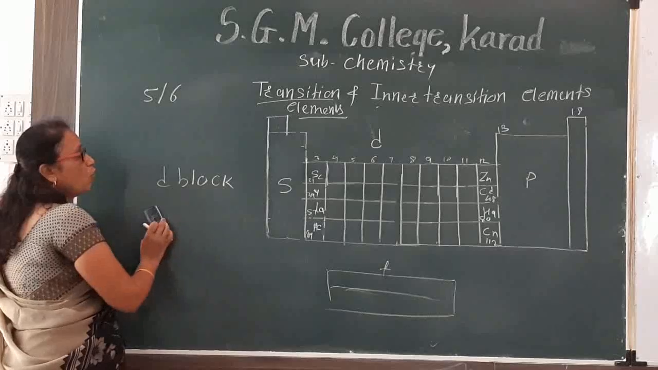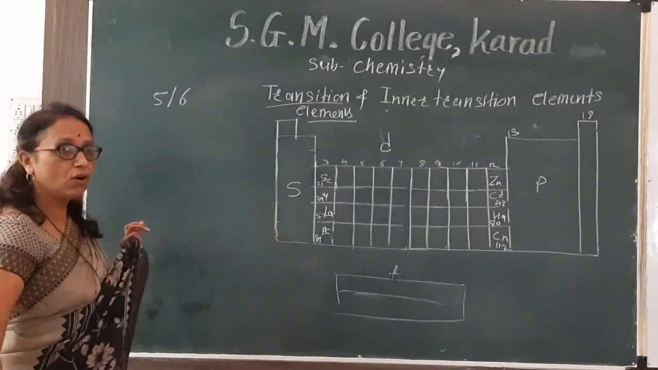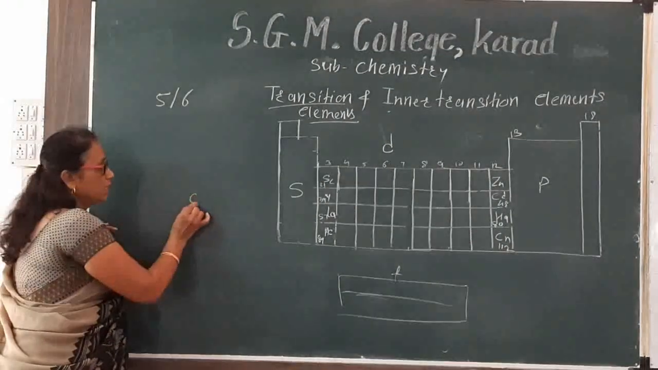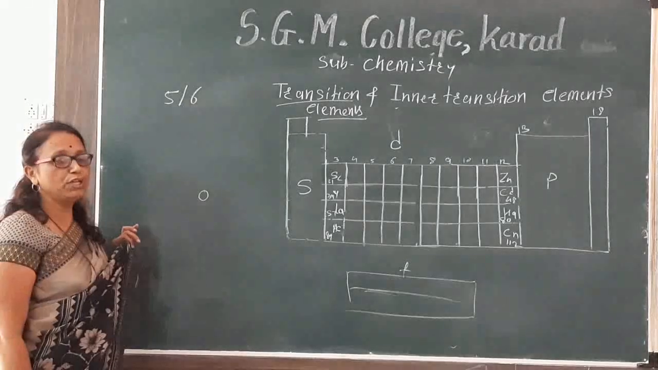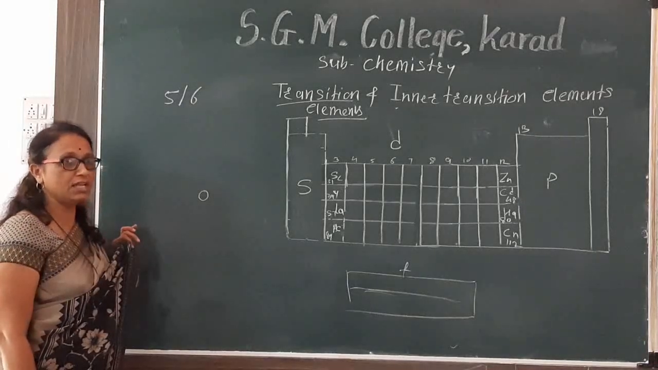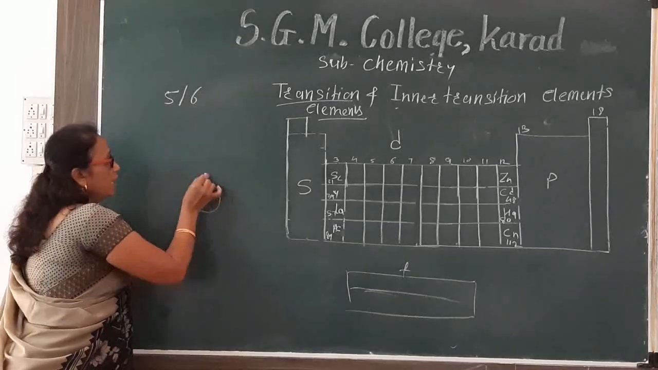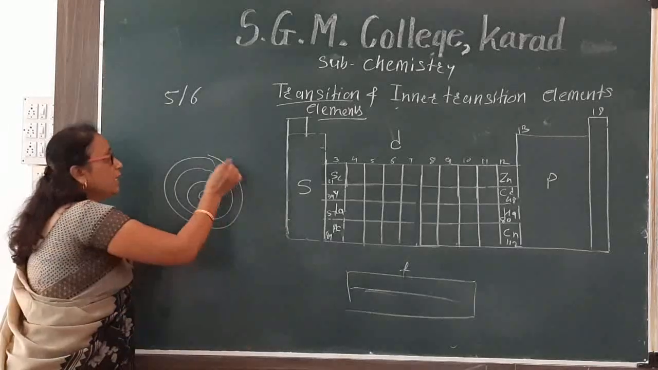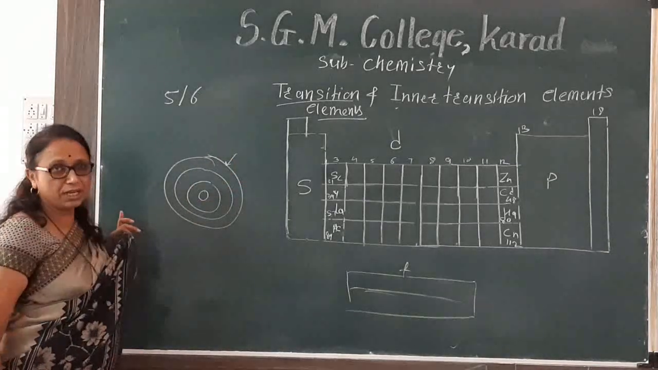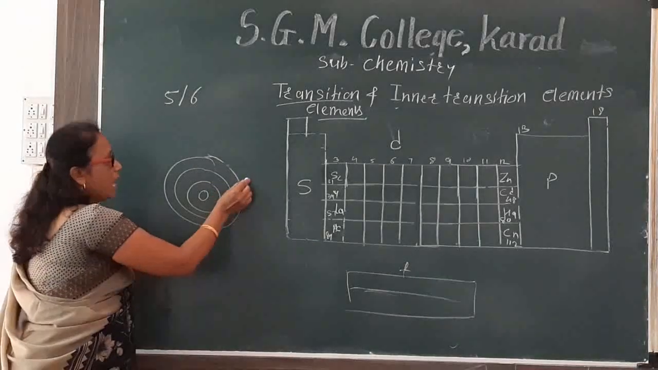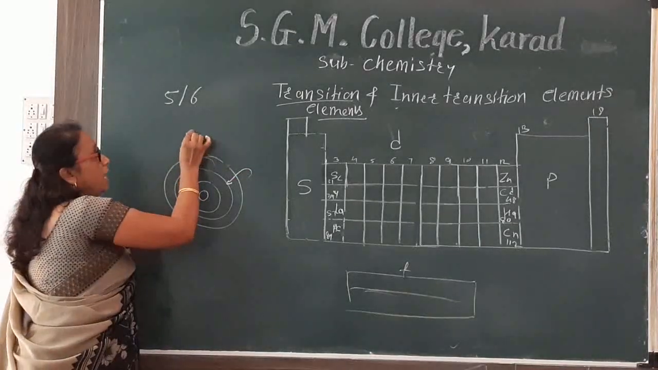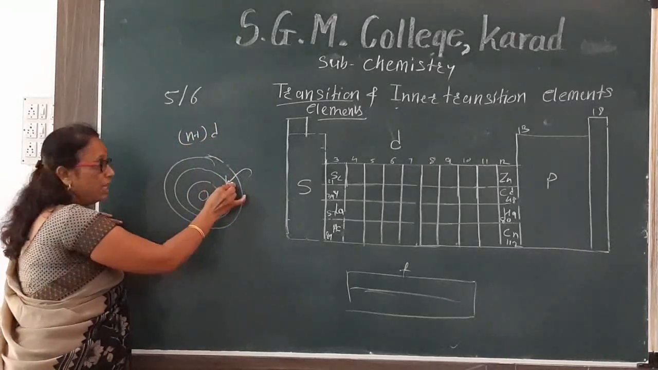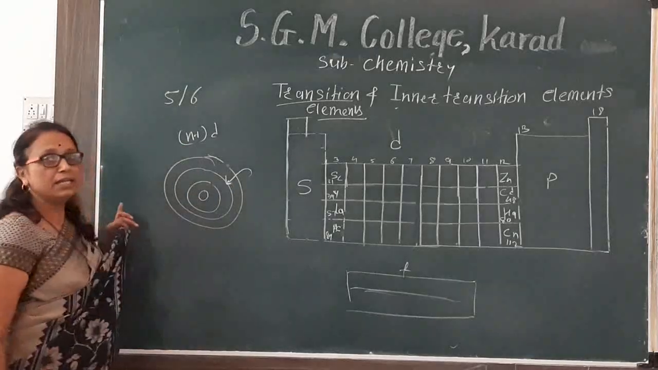Why are these also called d block elements? Because d block elements means elements in which the last electron enters the d orbital, and hence they are called transition elements. Consider any atom. In s and p block elements, the last electron enters the outermost shell. But in d block elements, the last electron enters the (n-1) d orbital, and these are called the d block elements.